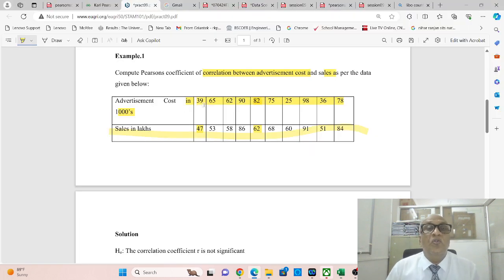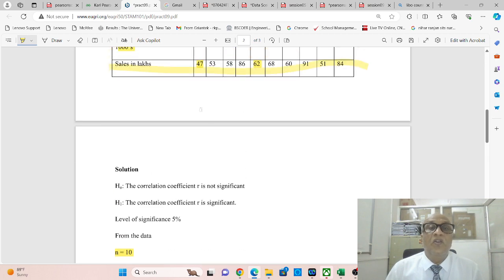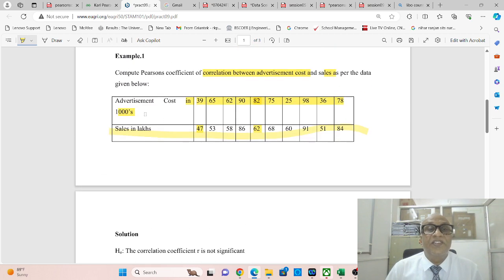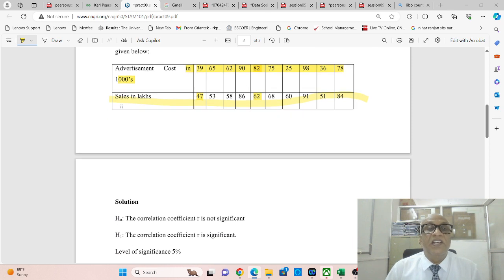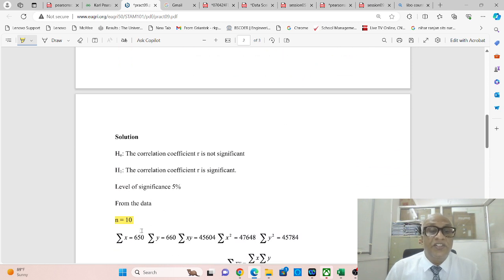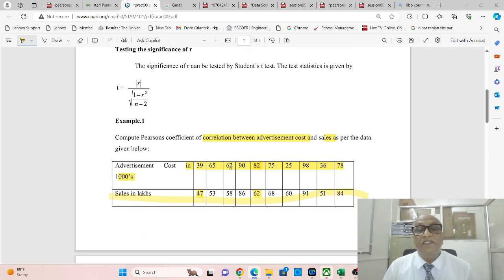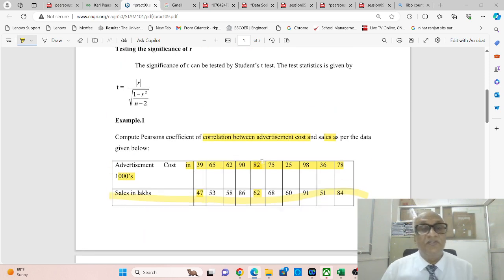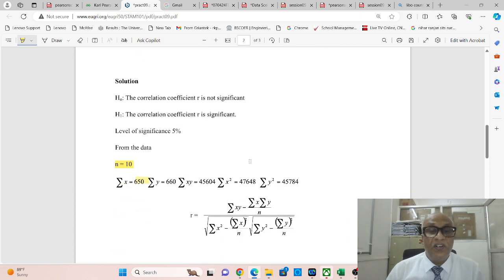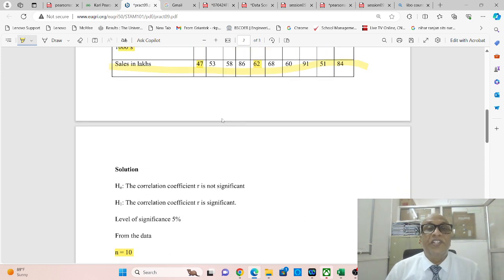Now same thing I have to do here. First I have to take summation of x. So summation of x, let us say if I take x as this advertisement cost and y as this sales in lakhs. So summation of x is coming to be 650. Let us say this 39 plus 65 plus 62 plus 90. Hopefully this will be 650. And summation of y will be 660, which is 47 plus 53 plus like this.